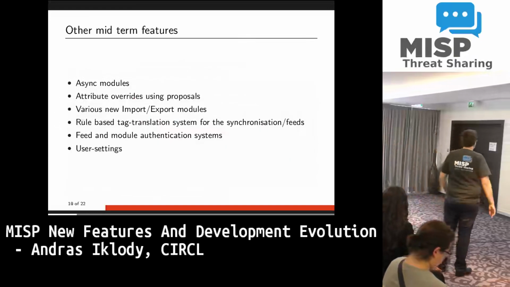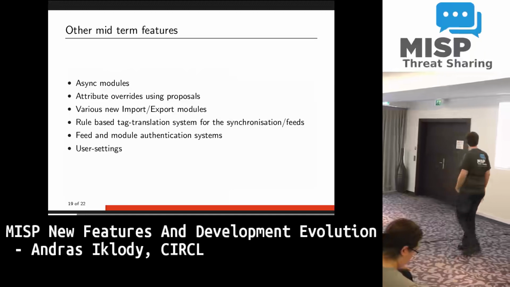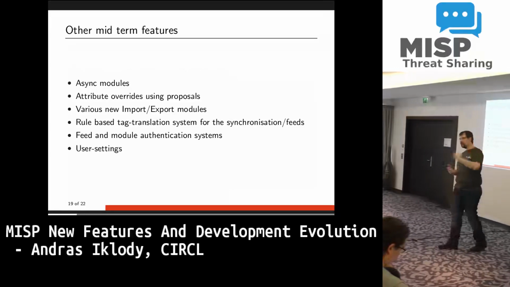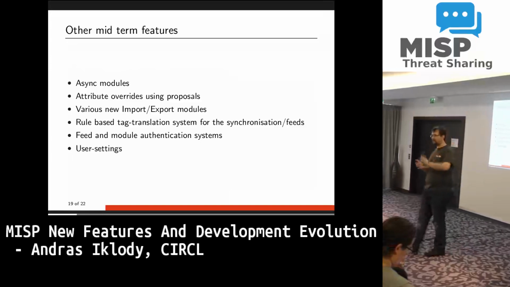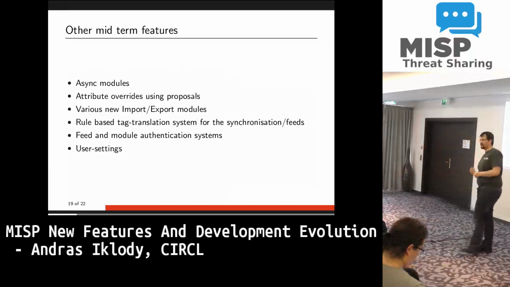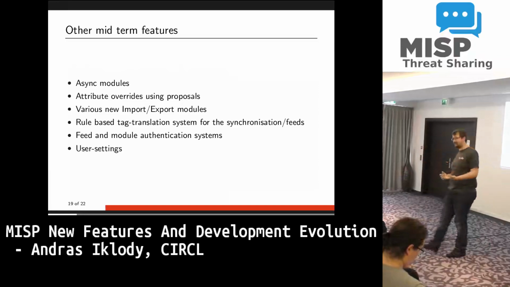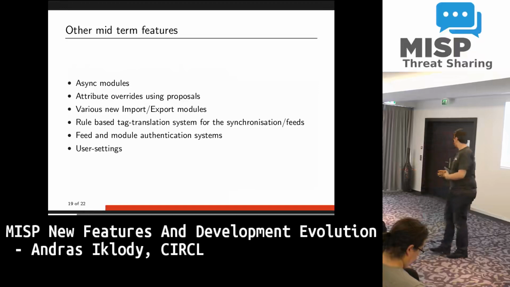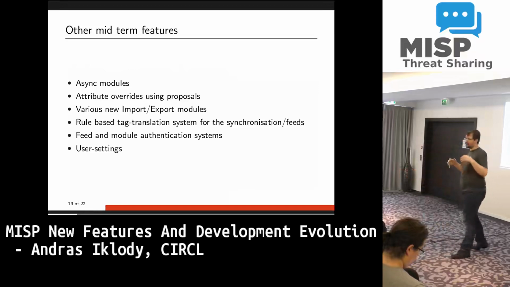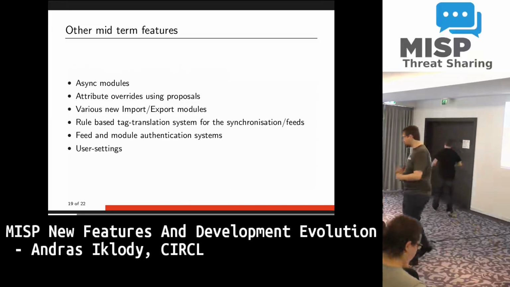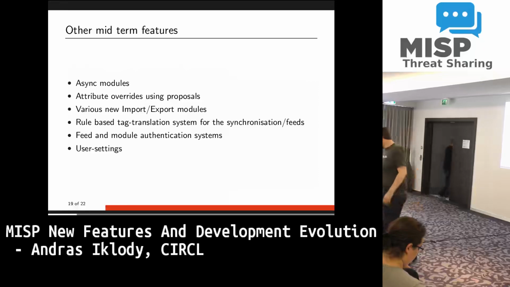So let's look at some other features that we want to do on the midterm. So right now, modules are completely synchronous. So what that means is that if you query a module, MISP will wait for the response from that and then display it to the user. But one of the things we want to do in the future, for example, is we want you to be able to trigger sandboxes from MISP. So send a sample to a sandbox, let it run, and then get the result of it back. So we want to have async modules, and we want to have an inbox system where you get the results back from executed modules and then deal with them later.